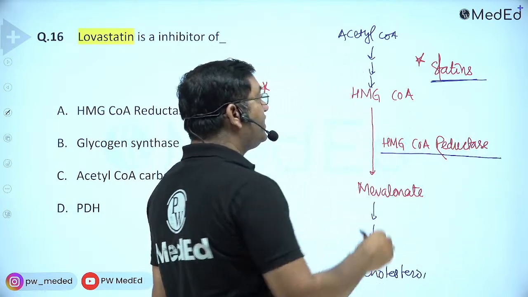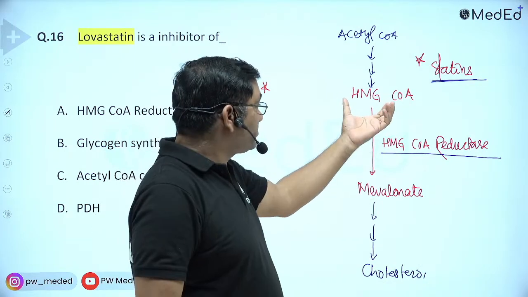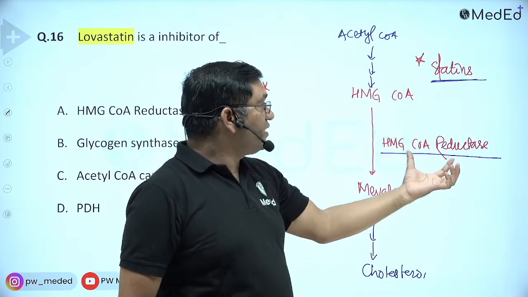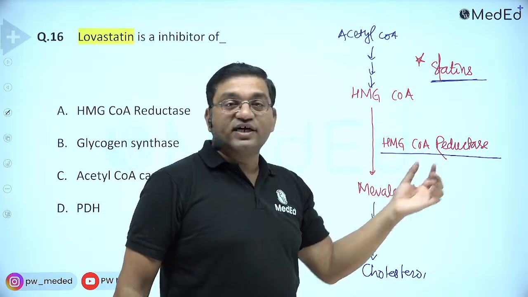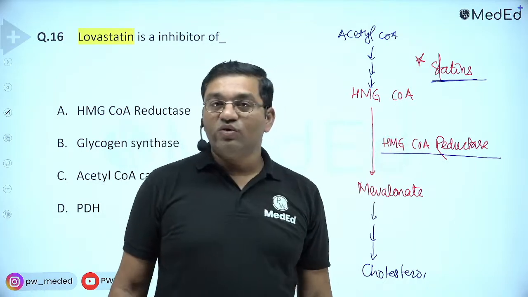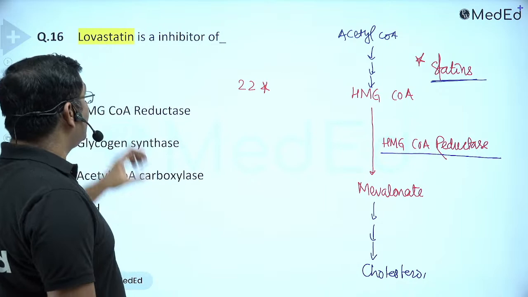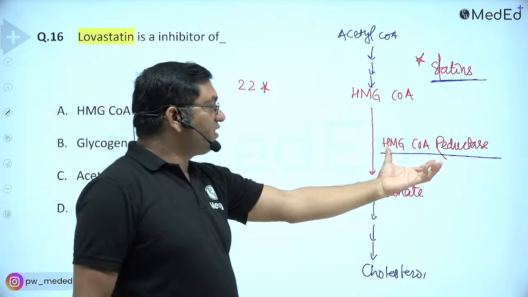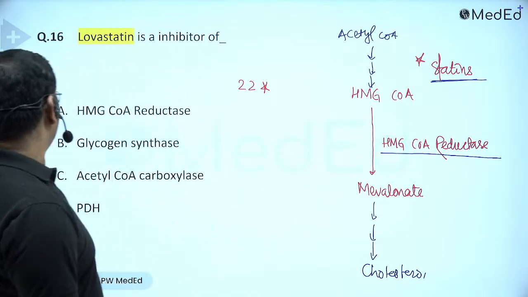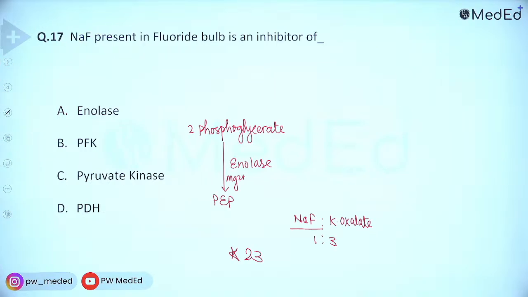Statins are competitive inhibitors of this HMG CoA reductase. They compete with हाइड्रोक्सी मिथिल ग्लूटारिल कोएंजाइम. ये सबस्ट्रेट है, ये इनिबिटर है, ये एंजाइम है. ये दोनों इसके एक्टिव साइट के लिए कॉम्पीट करते हैं. Statins decrease the cholesterol level by inhibiting the HMG CoA reductase enzyme. So here the answer is HMG coenzyme A reductase.